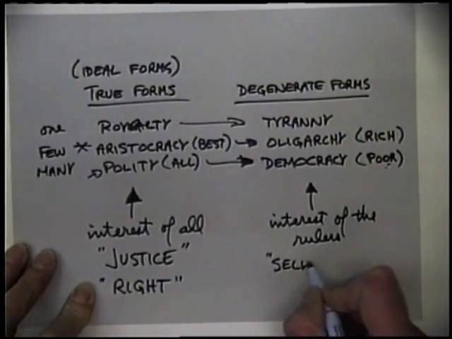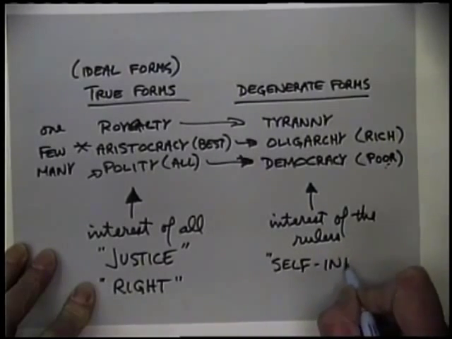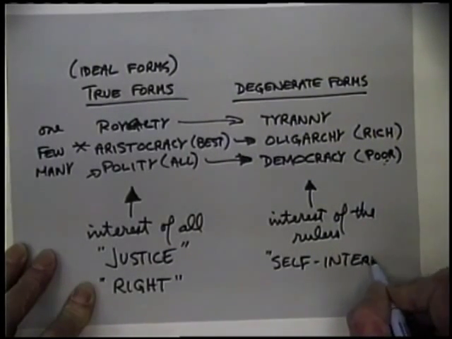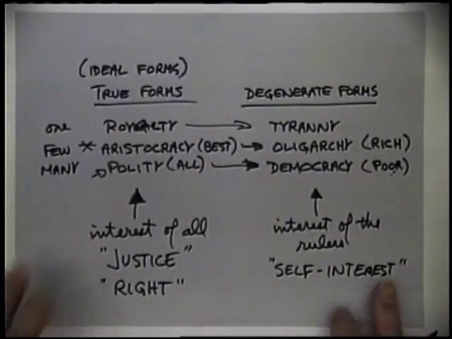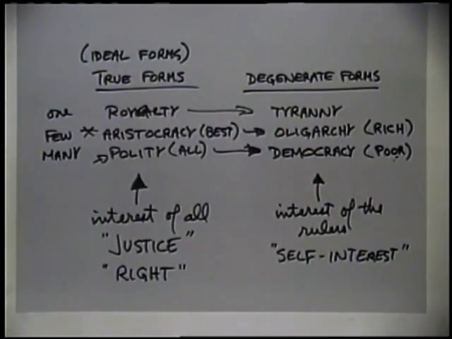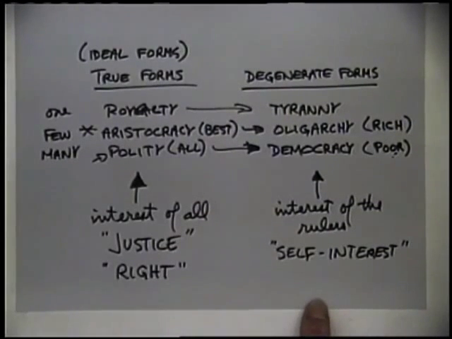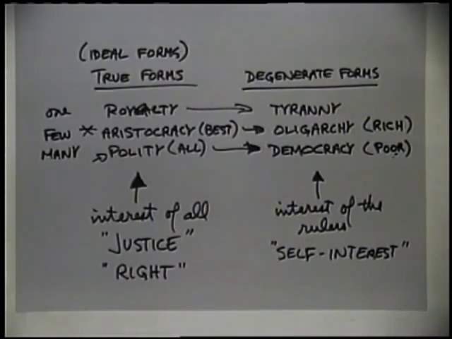I'm going to put these things in quotes just because I want you to remember that I'm characterizing things this way, and I don't know that Aristotle would. But we might say that what is being pursued in those true forms are ideals, and that's what I wanted to do here, just give some names to them. The ideals of justice and right. And that in the degenerate forms, the ideals of justice and right give way to the pursuit of self-interest on the part of those in power.